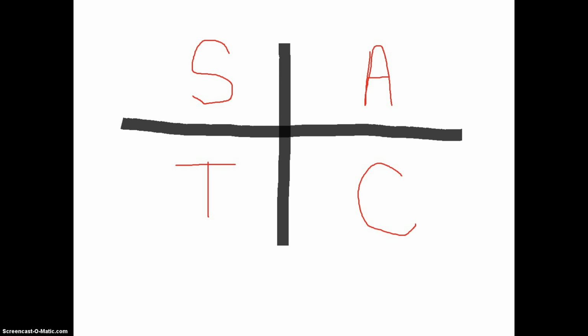The most important thing here that you have to remember again is San Antonio Tequila Company. So if you're in quadrant 1, all of the trig functions are positive. If you're in quadrant 2, the only one that is positive is sine and its reciprocal, which is cosecant. If you're in quadrant 3, the only one that's positive is tangent and its reciprocal cotangent. And then if you're in quadrant 4, the only one that's positive is cosine and its reciprocal secant.